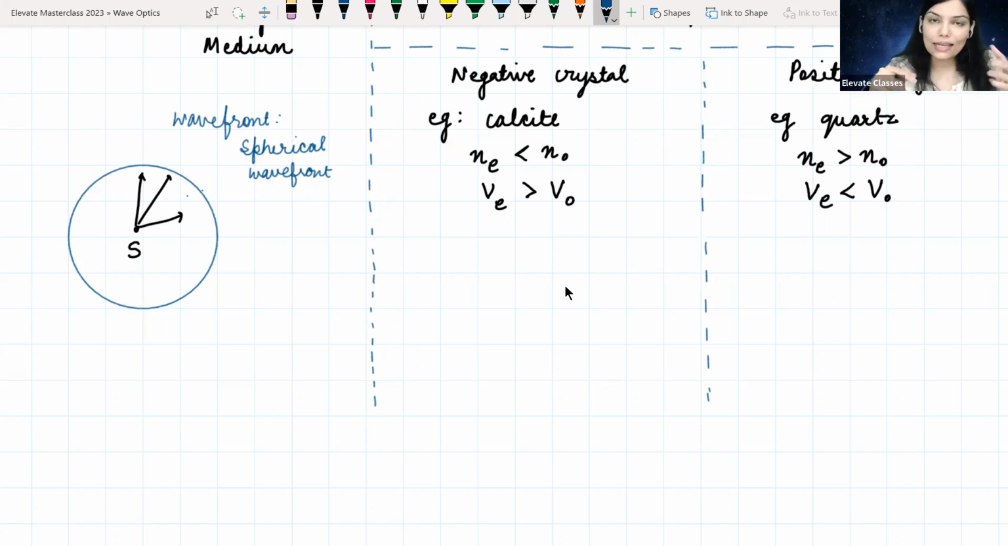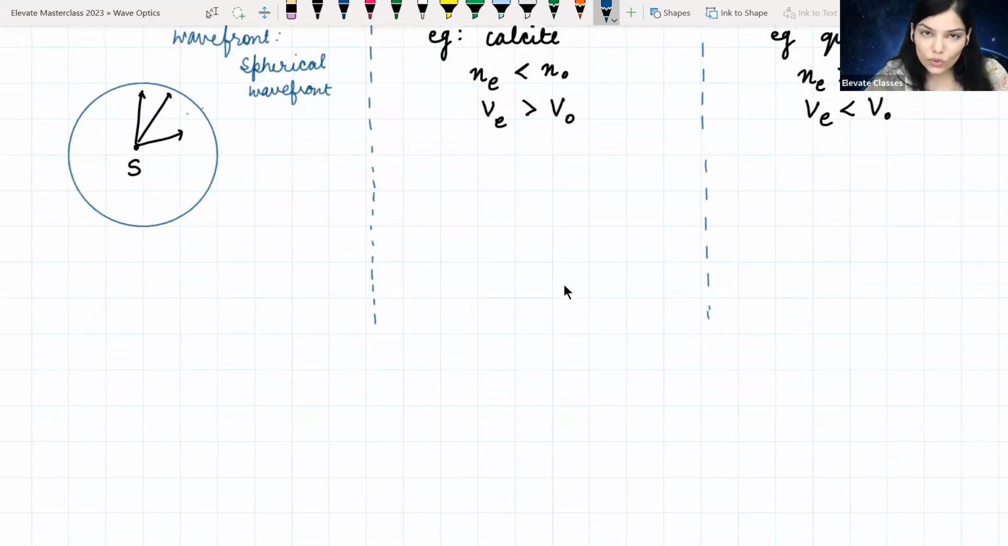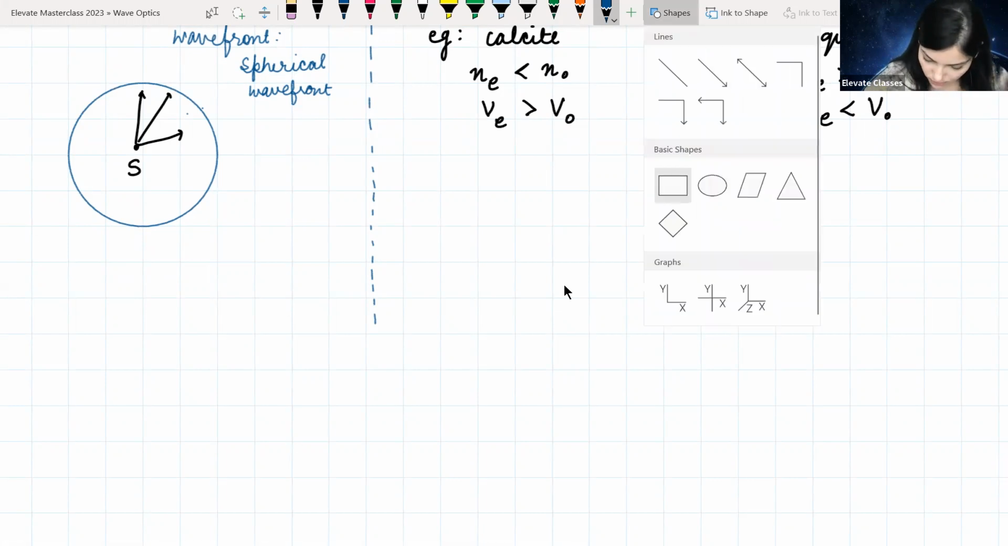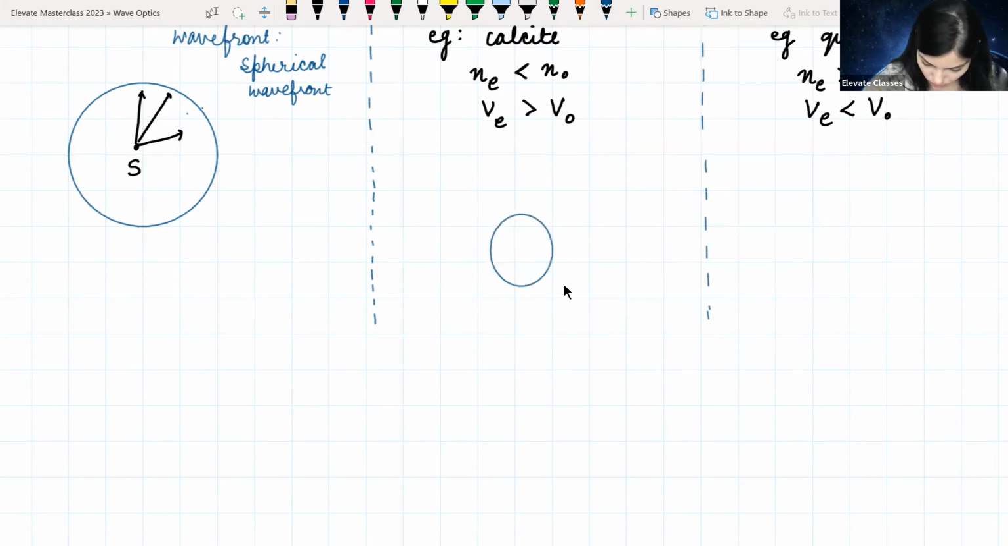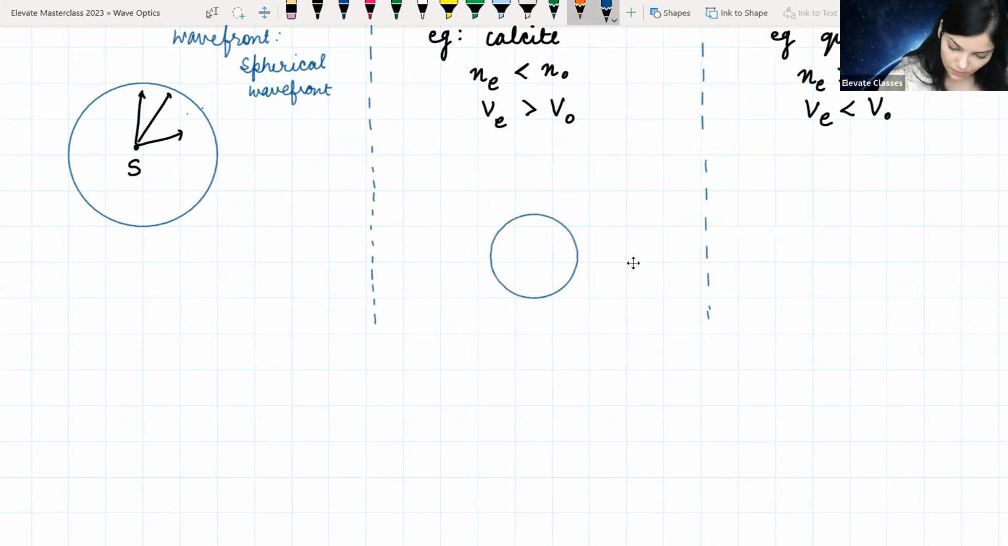अब ordinary ray क्या है? वो तो ordinary है. It's going to behave like a normal ray in an isotropic medium. So the wavefront corresponding to the ordinary ray is a simple sphere, right? So let me draw another circle. So now let me write, this is my wavefront corresponding to the ordinary ray.